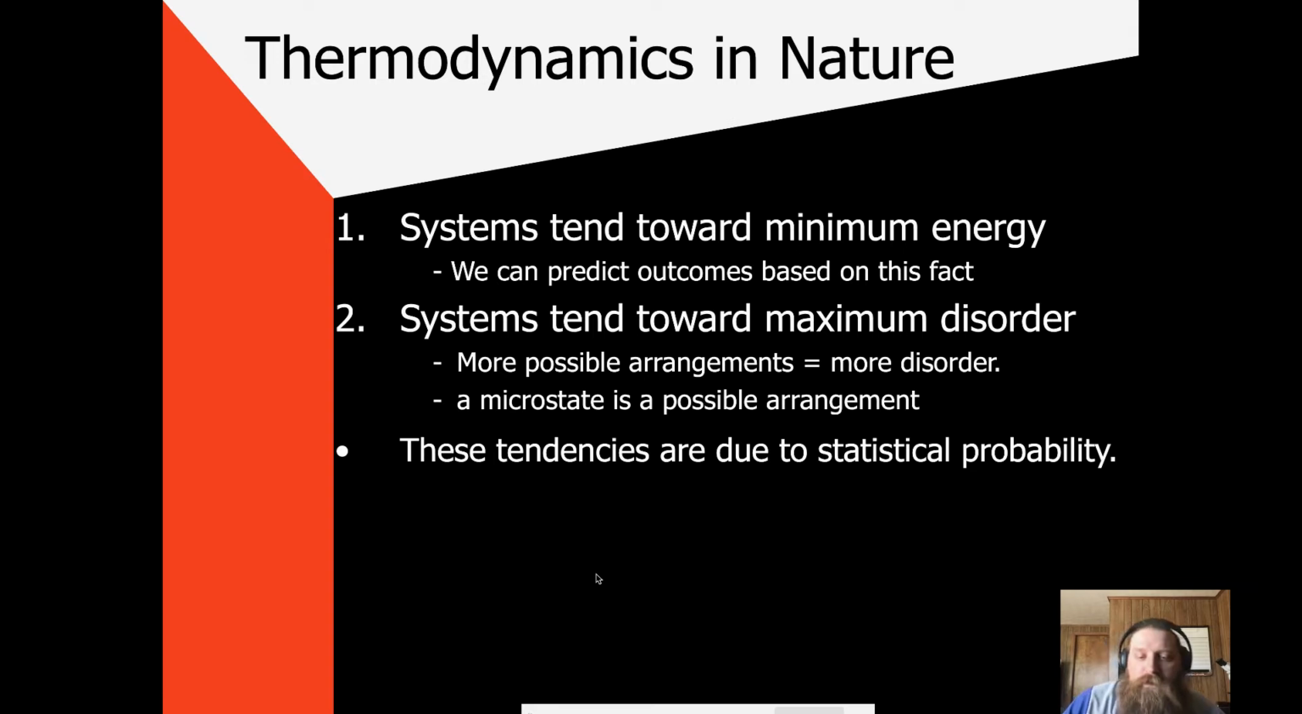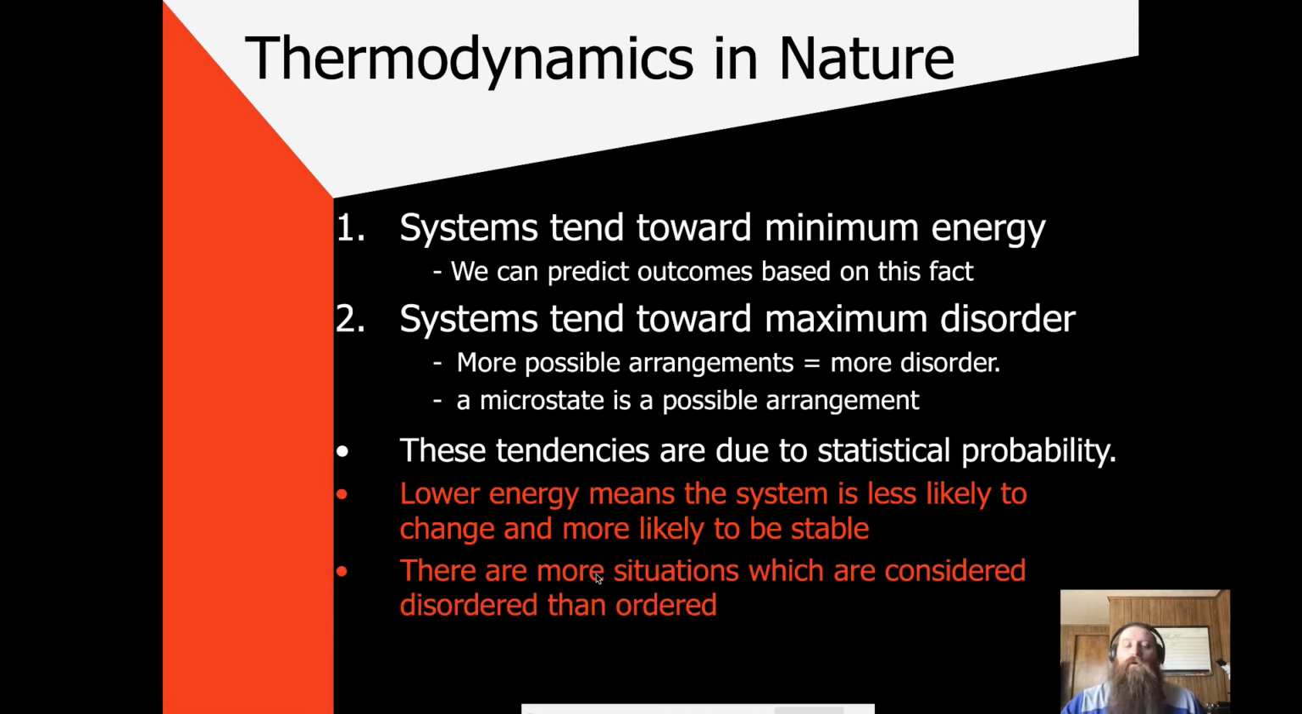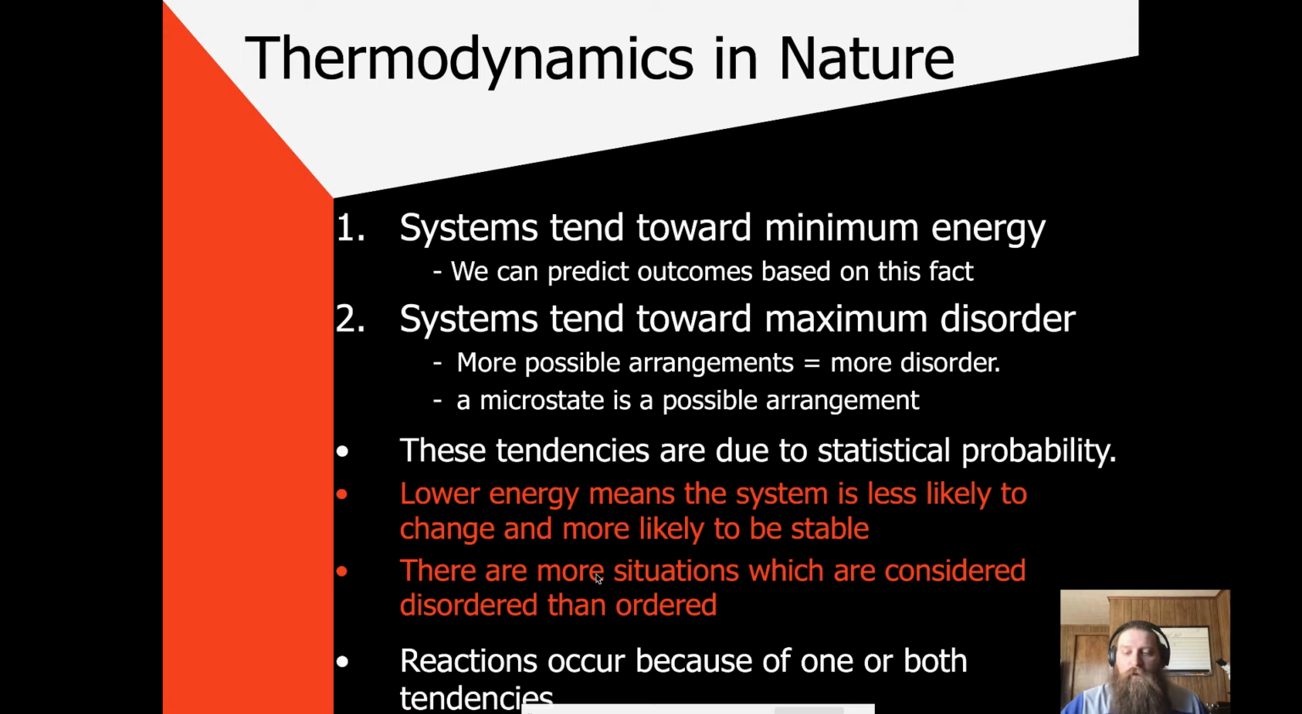Now, all of the tendencies that we look at in thermodynamics are related to statistics and to probability. The thing that we find is that lower energy means the system is less likely to change, and less likely change equals more likely to be stable. There are more situations in nature that are considered disordered than ordered. And reactions are going to occur because of either one or both of these two tendencies. That's what we're looking at in thermodynamics.